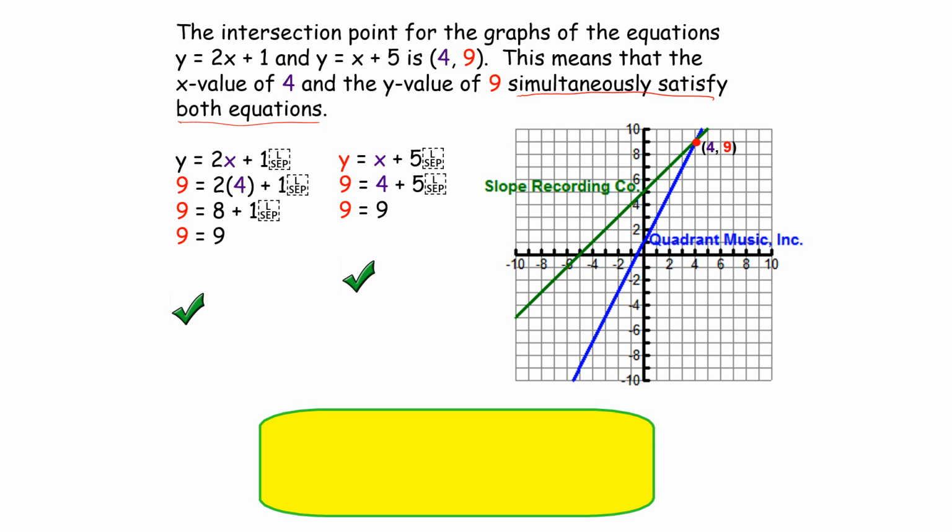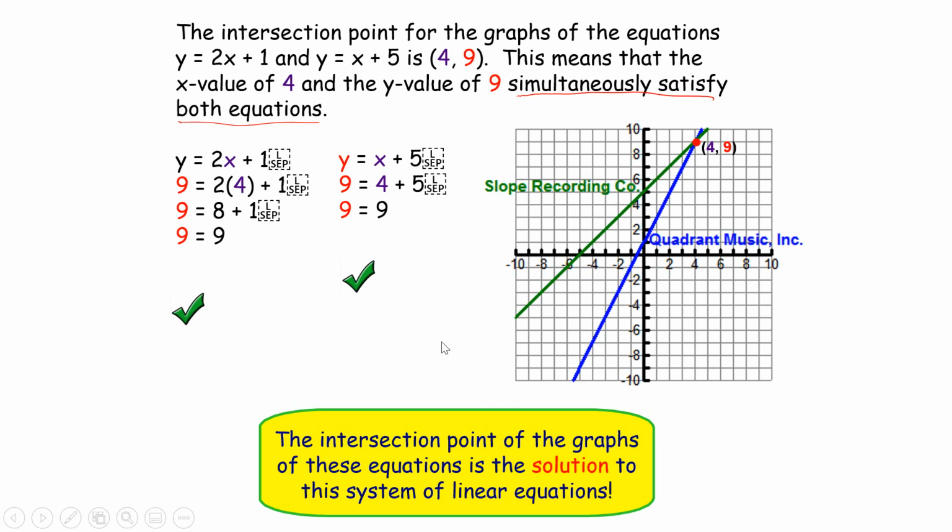Okay, simultaneously means at the same time, both equations share that. Simultaneously, at the same time, they satisfy, they equal. Alright, that is how they will ask you in a test question.